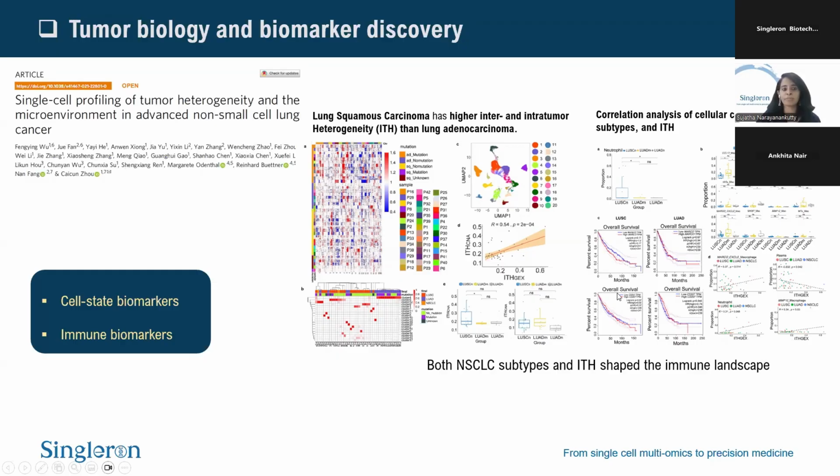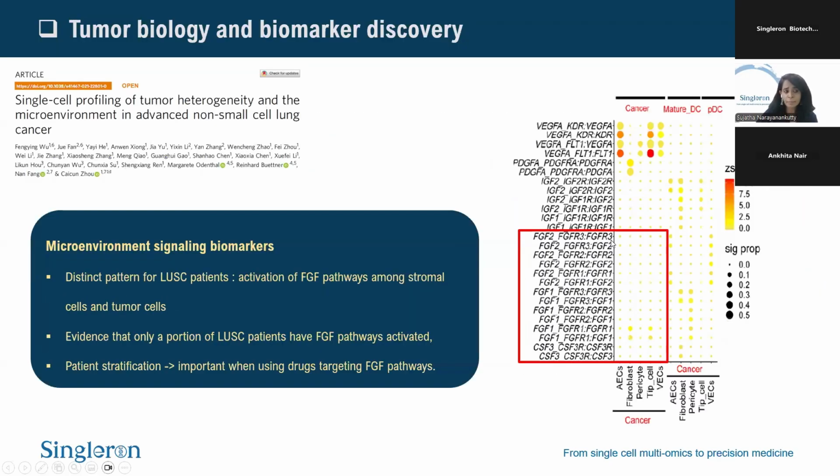So here you have biomarkers possibly from cell types and immune landscape. And then finally, you can do all of your analysis and also see if there are signaling biomarkers. So here we are looking at how cells signal each other. For example, for the squamous carcinoma subtype, FGF pathways between stromal and tumor cells are supposed to be activated.